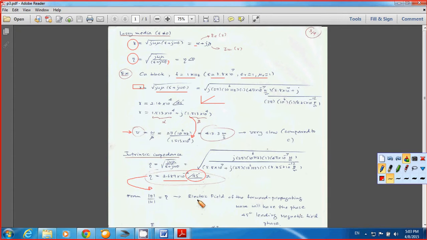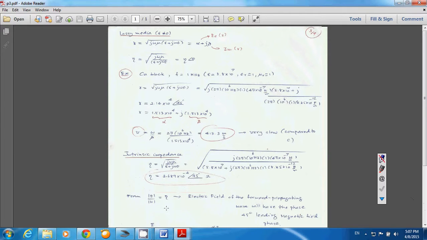And this tells you that the electric field of the forward propagating wave will have a phase 45 degrees leading the magnetic field phase, right? So you have the 45 degrees in here, that means your phase will lead the phase of the magnetic field by 45 degrees. And we will see more examples related to the phase difference here.